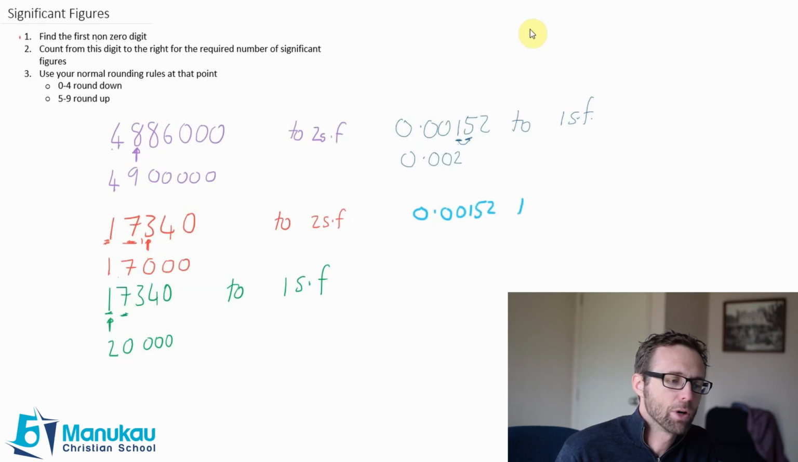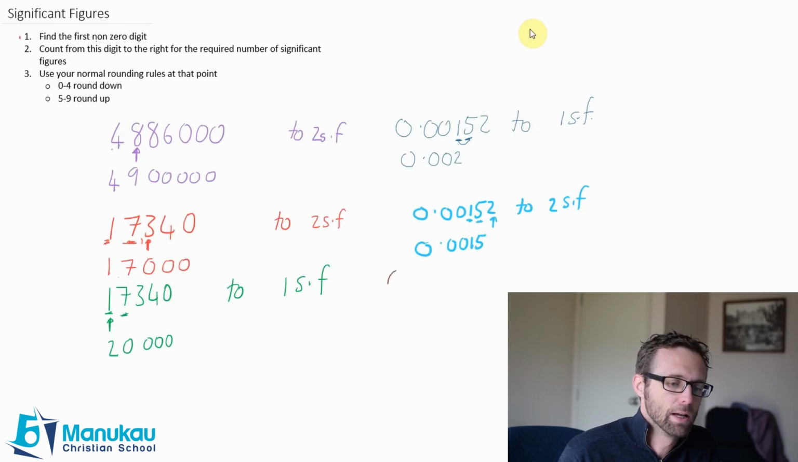0.00152, and we're going to go to 2 SF. Okay, so first of all, we go to our first non-zero digit, which is the 1, and then we count 1, 2. So we're here with the 5. What happens to the 5? We look to the next one here. This is a 2, so it's going to round down. We'll say it's 0.0015 to two significant figures.